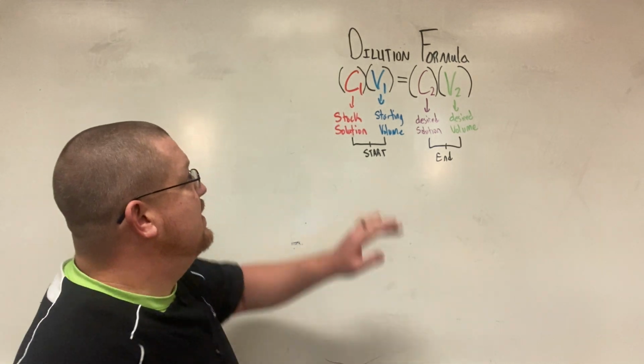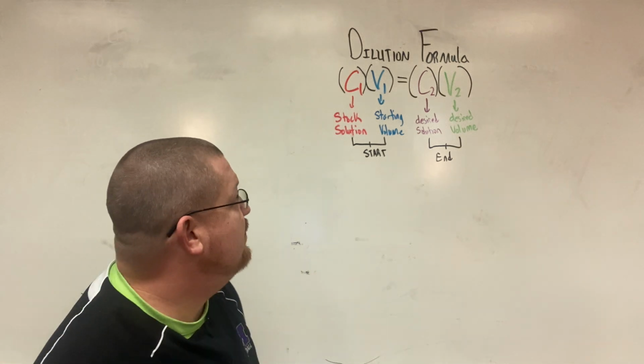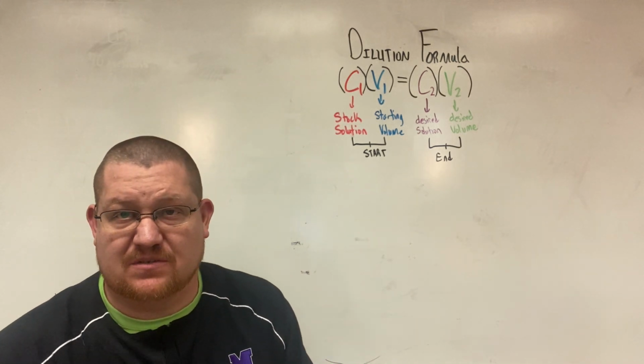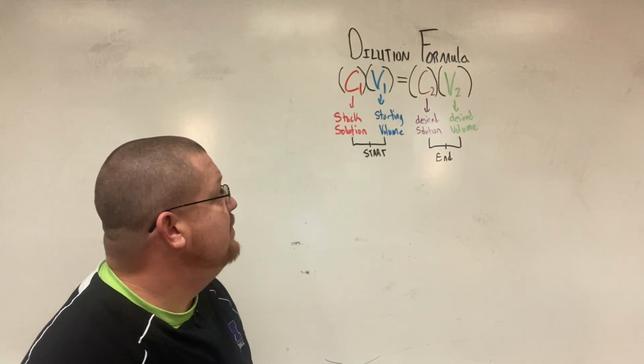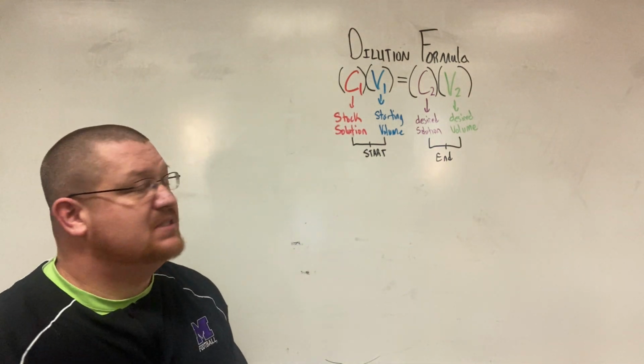Today we're going to be talking about the dilution formula. Hopefully by this point you have a good understanding of this, so it should be a nice little review. This is our dilution formula, C1V1 equals C2V2.